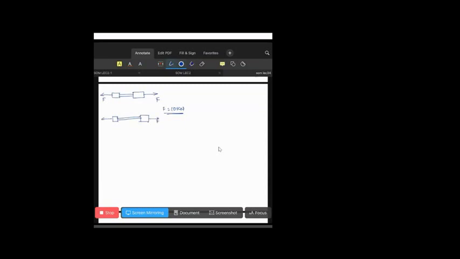Now, as soon as I release this 10 kilonewton load, what will happen? This rod will regain its original shape and size. Now, if I increase the load further to 20 kilonewton, what will happen? Again, it may be possible or it may not be possible that the rod will regain its original shape and size. Depending on the strength of the rod, this factor will get decided.